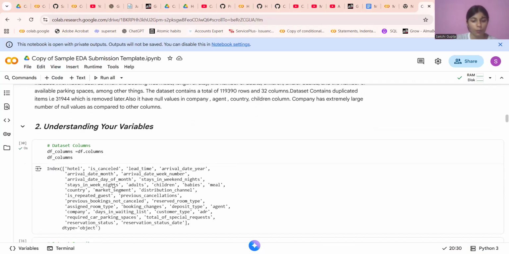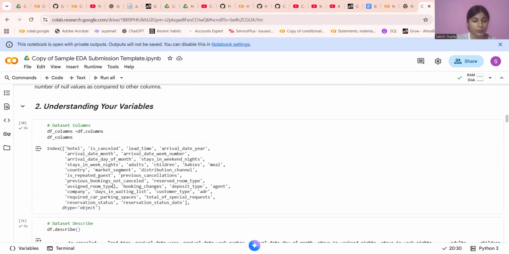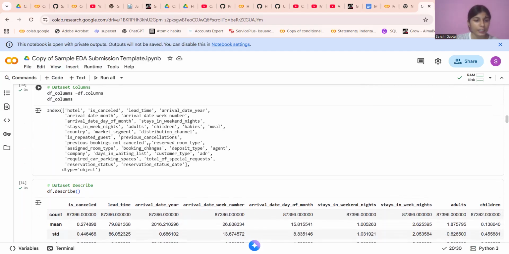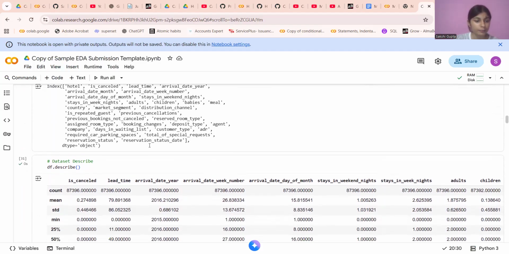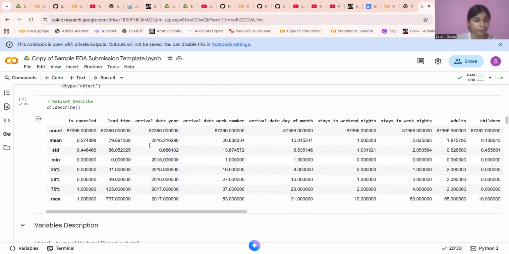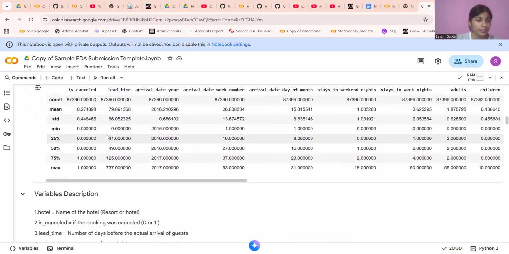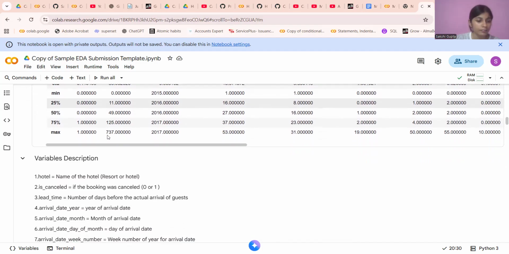Now let's see what columns are present here using the columns attribute. There are column names like hotel, is cancelled, lead time, arrival date year, arrival date month. So using the describe function, it will give the count, total number of count, mean, max.